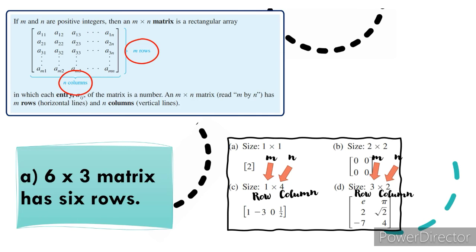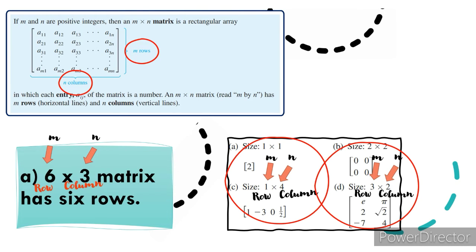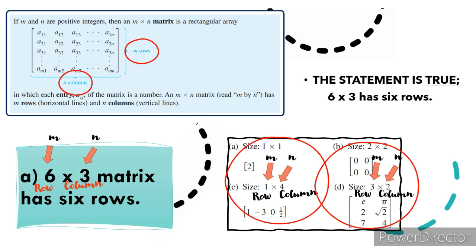Therefore, in the given statement 6 by 3, the 6 is the M, which is the row, and the 3 is the N, which is the column. So we conclude that there are 6 rows and 3 columns in the matrix. So, the statement is true. 6 by 3 has 6 rows.